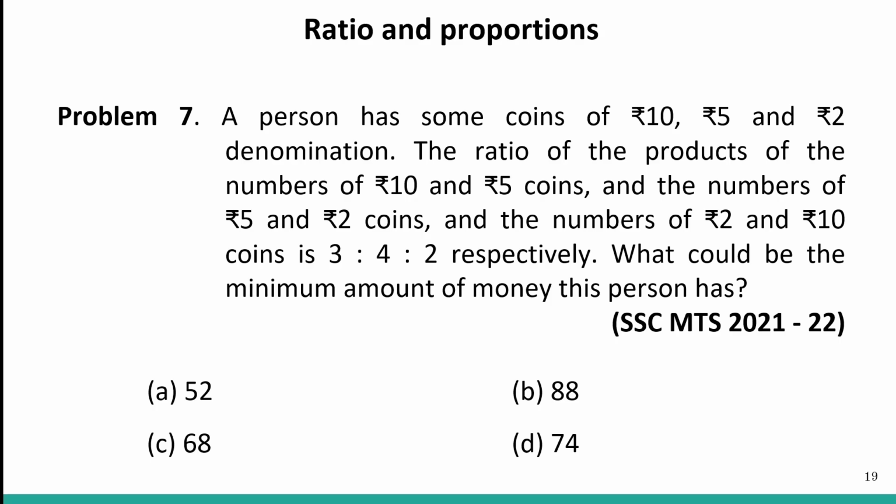So a person had some coins, that is 10 rupee, 5 rupee and 2 rupee denomination. So the ratio of the products of the numbers of 10 and 5 coins, the numbers of 5 and 2 coins, and the numbers of 2 and 10 coins is 3 is to 4 is to 2 respectively. Okay, so the ratio of the products of numbers. So what could be the minimum amount of money this person has? So this question has been also asked in MTS 2021-2022 paper SSC.